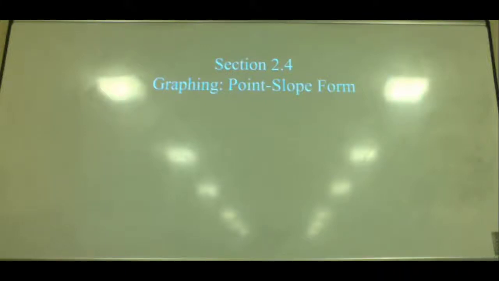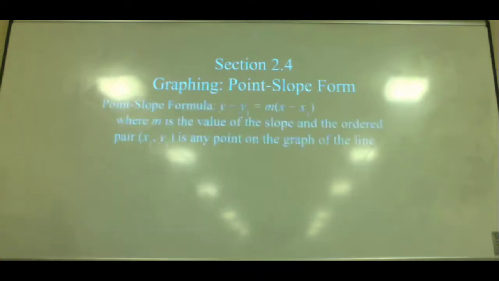All right, section 2.4, point slope form. Like I mentioned, you're going to know a point and you're going to know the slope, because that's the information we need. So, point and slope. Here's our formula. It's a little bit longer because it's not just on one side, it's on both sides.